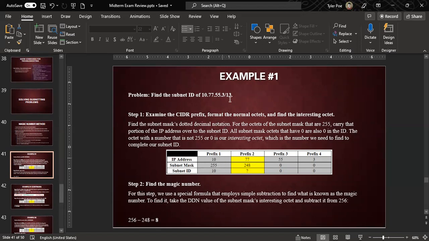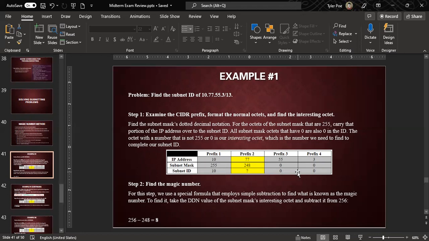But so /13 equates to 255.248.0.0. So if you see in the table here, when we're working with the magic number method, you take the octets in the mask that have 255. You basically carry over that part of the IP address into the subnet ID. They're going to be the same, in other words. That's because 255 is all network bits. Wherever you see 255, that's network bits, and the network bits remain the same between the IP address and the subnet ID.